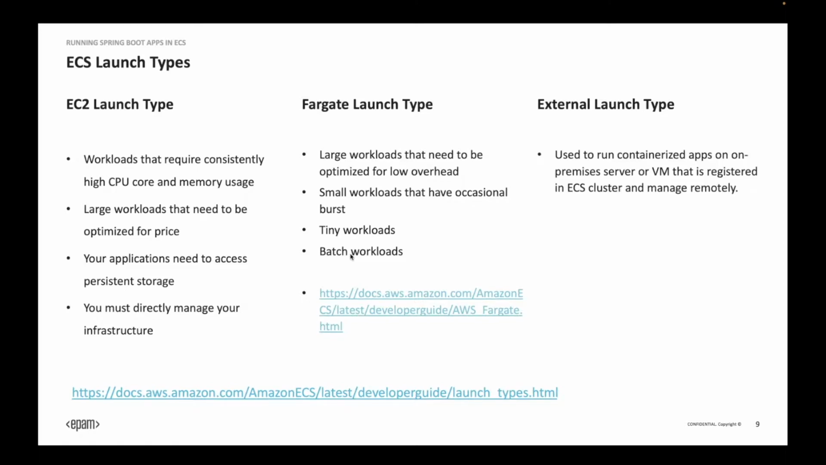And also, there is the third type, the external launch type. It is possible to register your own infrastructure or your virtual machine in an ECS cluster. For example, you have a virtual machine in your on-premise data center and would like to manage it from the ECS console. It is also possible. And if you'd like to know more, follow this link. This is almost all regarding theory.